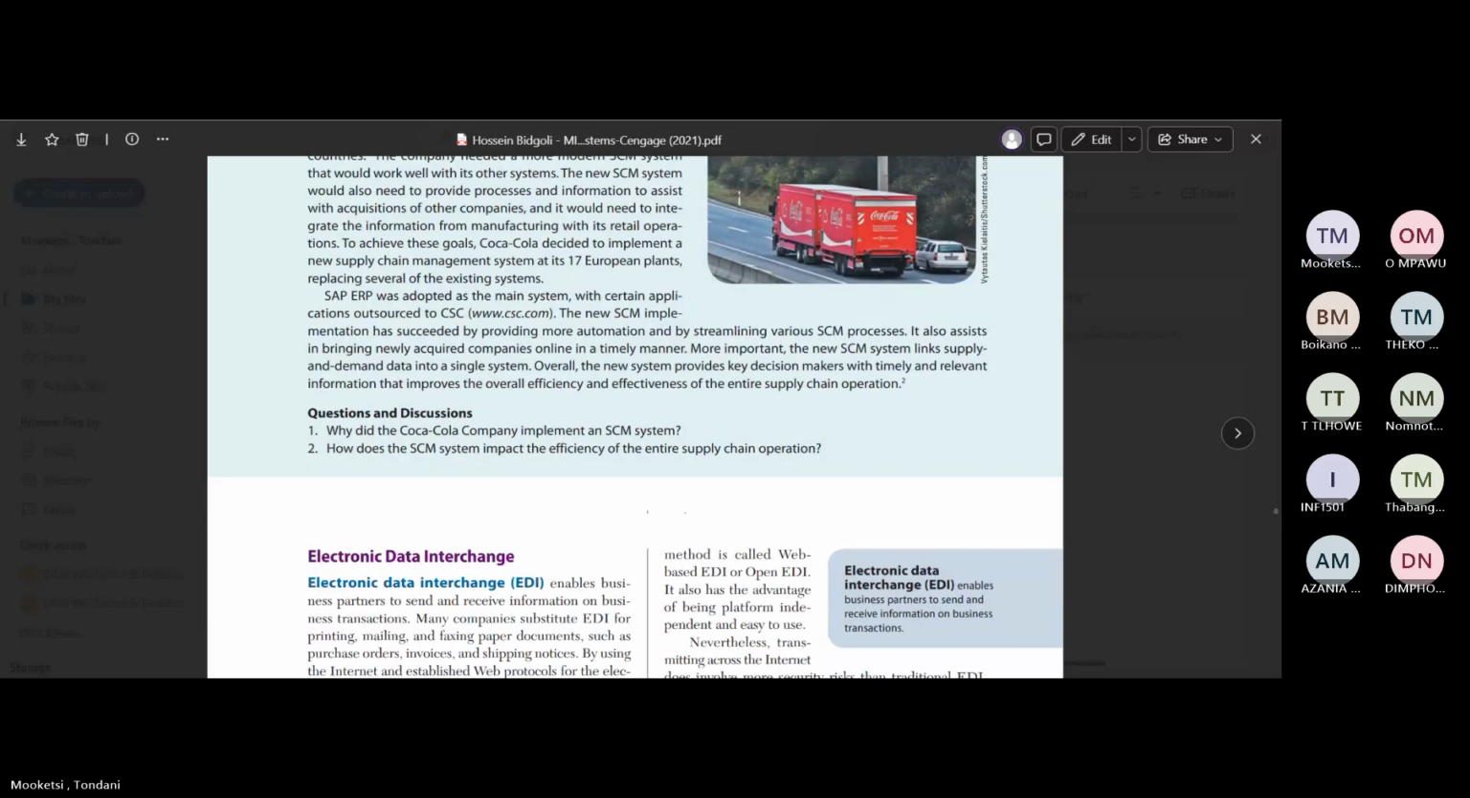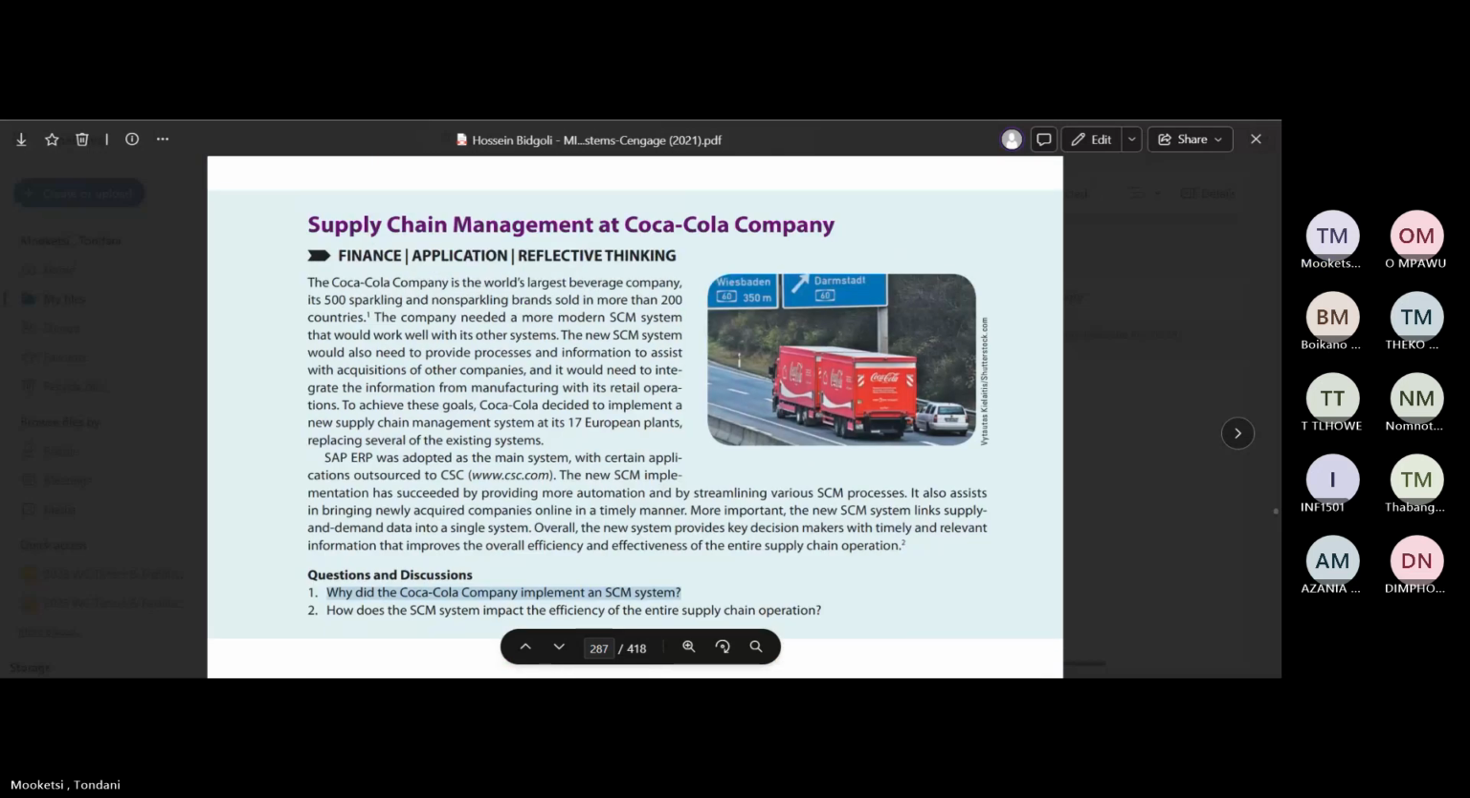So questions for us to discuss. Why did Coca-Cola implement a supply chain management system? It is there in the case study. Why did Coca-Cola decide to implement a supply chain management system? Anyone who wants to raise their hand and answer the question?